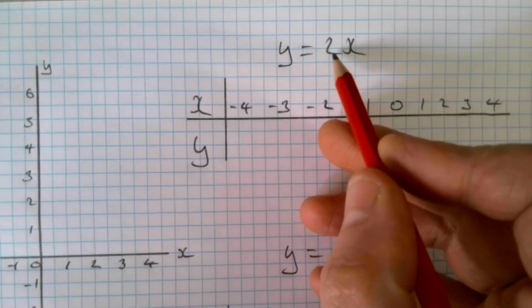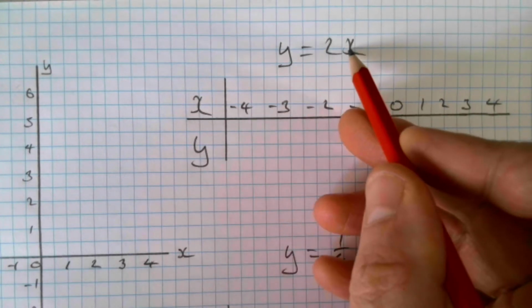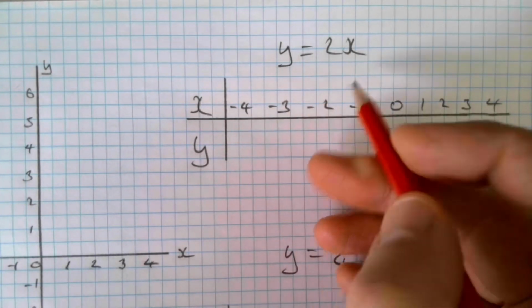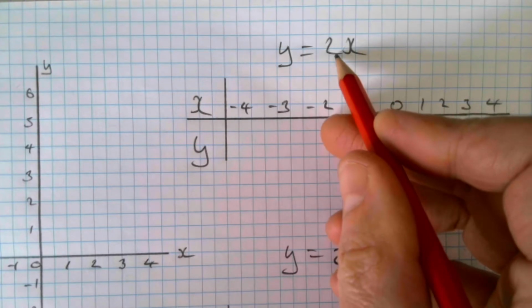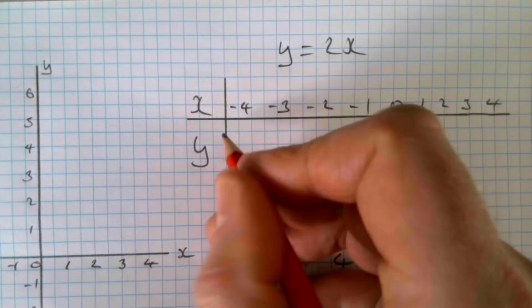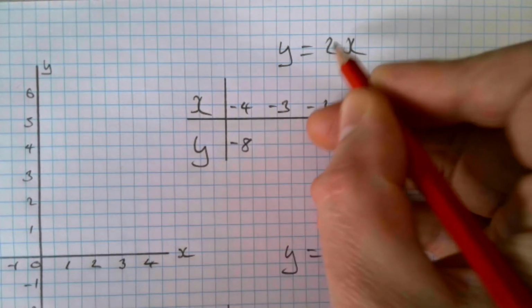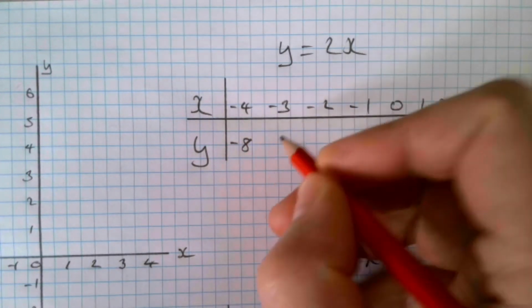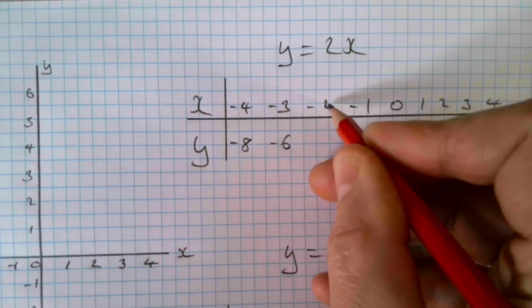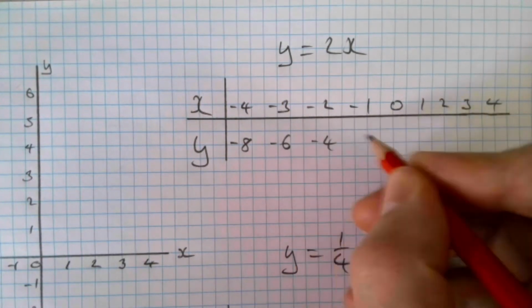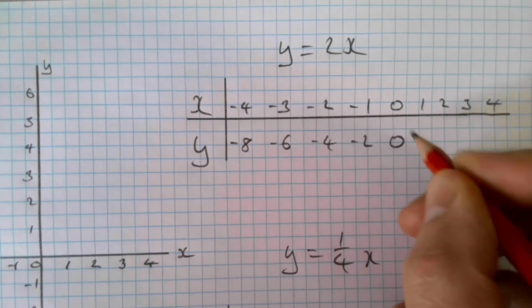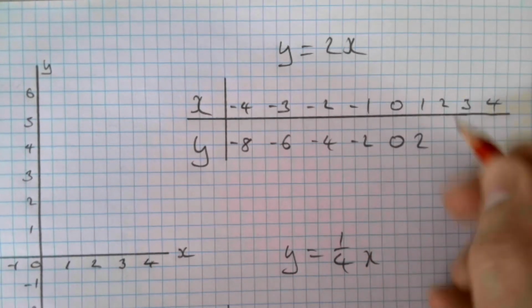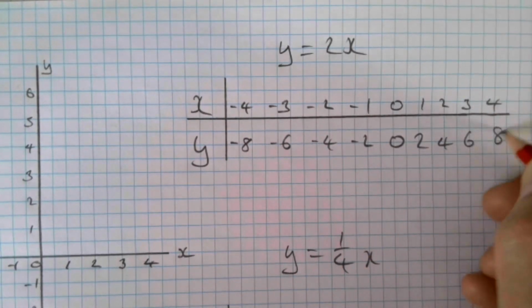Let's see what we have here. So, anytime I see an x here, I'm going to exchange it for each of these numbers, and you'll get the pattern fairly quickly. 2 times -4 is -8. 2 times -3. Do you see the way I'm exchanging my x here for a -3? Is -6, -2 times 2, -4, -2, 0. 2 times 1 is 2, then 4, then 6, then 8.